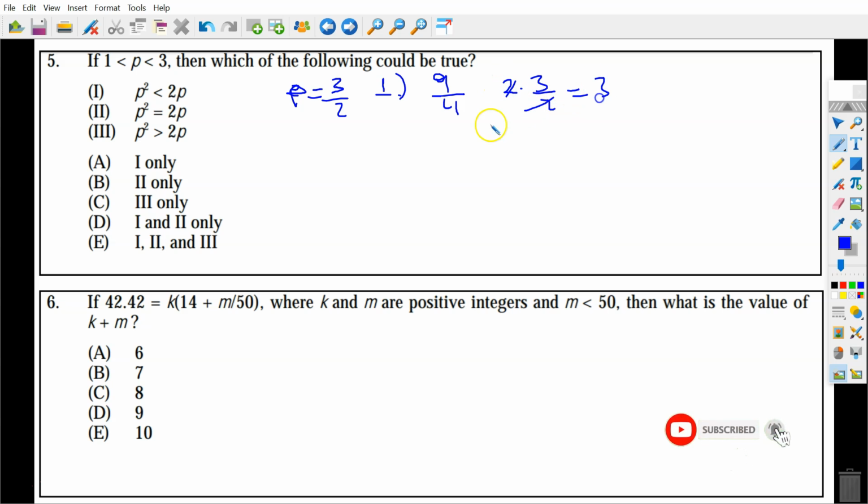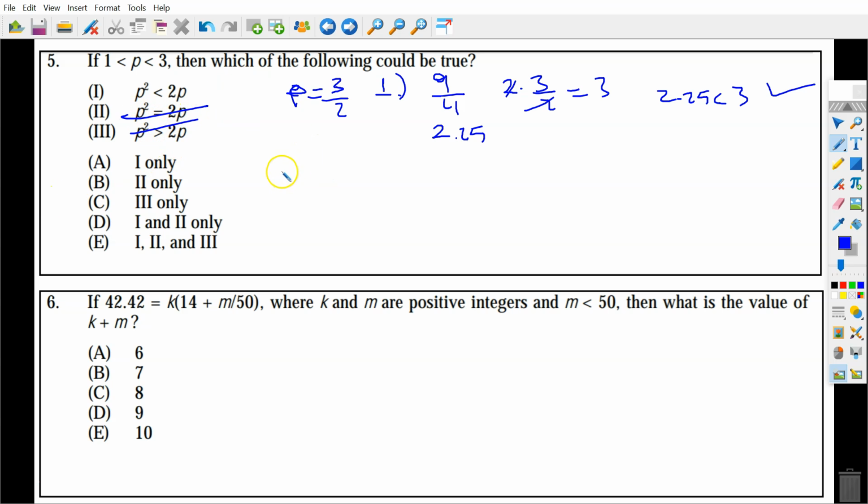and now we get 3. Is p squared, which is 9 over 4, less than 3? We know that 9 over 4 is equal to 2.25. Yes, 2.25 is less than 3. So that is correct for 1. But since 9 over 4, which is p squared, is less than 2p, p squared cannot be equal to 2p, and p squared cannot be bigger than 2p, because this number 3 over 2 only satisfies the first condition. So basically these two are going to be wrong.